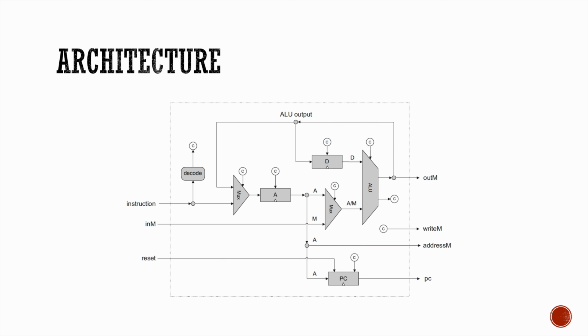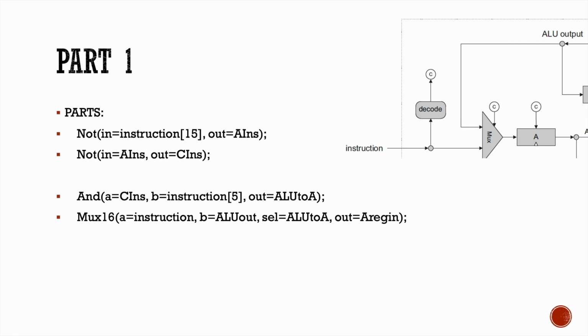Now that we have identified the inputs and outputs, let's go into the HDL code. For the HDL code, I like to divide it into four parts so that it's easier to understand. So this is part 1. As you can see here, we have three different gates: the NOT gate, the AND gate, and the Mux16 gate. These gates allow the CPU to function and perform specific operations.